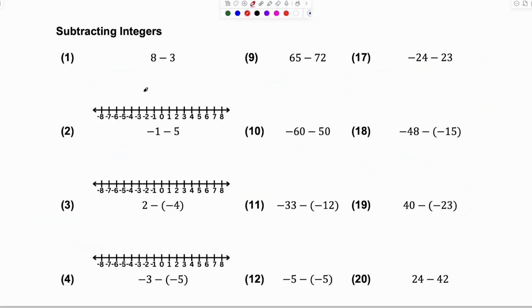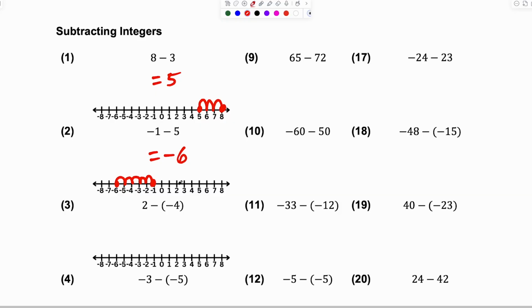So now we're moving on to subtracting integers. And first up, we have 8 minus 3. So we're going to start at 8, and then 8 minus 3 tells us to go left 3 units. So we're going 1, 2, 3, and this is going to land us at 5. So 8 minus 3 is equal to 5. So when we have something like negative 1 minus 5, now we're going to start at negative 1, and minus 5 tells us to go to the left 5. So we're going 1, 2, 3, 4, 5. And this brings us to negative 6. So negative 1 minus 5 is equal to negative 6.